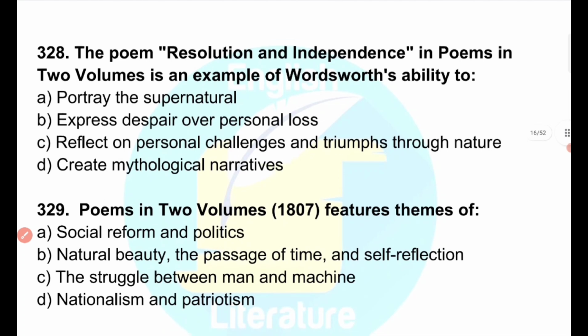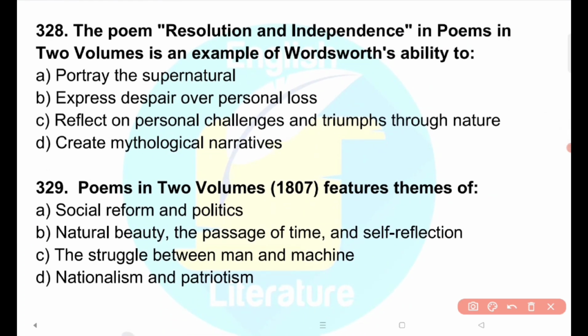The poem Resolution and Independence in Poems in Two Volumes is an example of Wordsworth's ability to... Option A, portray the supernatural. Unlike Coleridge's The Rime of the Ancient Mariner, Wordsworth focused on real life experiences rather than supernatural elements. Option B, expressed despair over personal loss. While the poem acknowledges sadness, it ultimately celebrates resilience and wisdom, not despair.